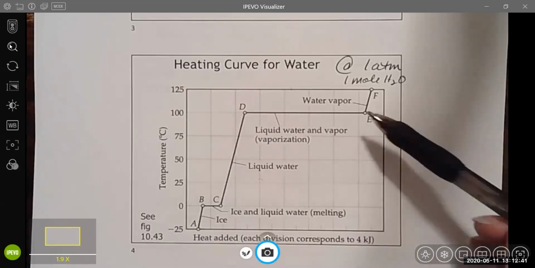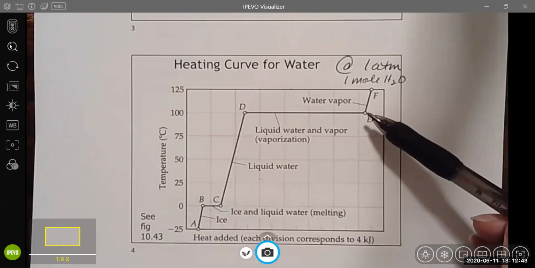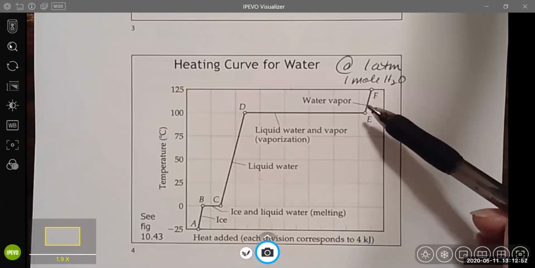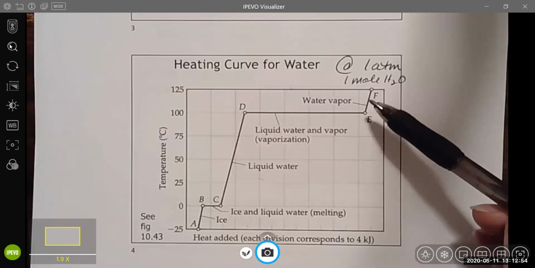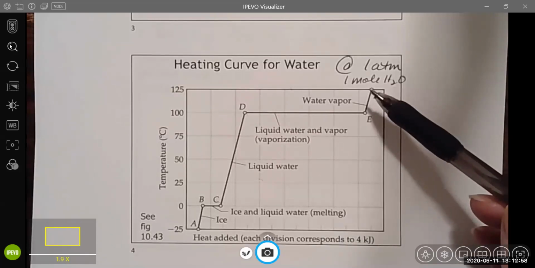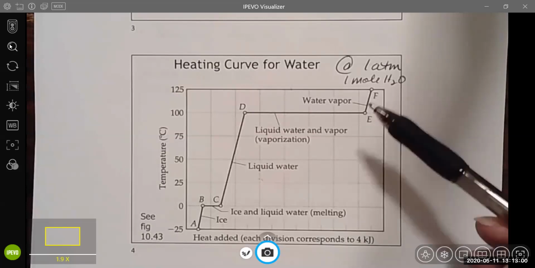Now, once we get to E, we've reached the point where all the water's in the vapor phase. It's hot. We'd probably call that steam at this point. And you can then keep heating the steam. This is like superheated steam, hot steam that's higher than 100 degrees. And we don't have to stop this at 125. That's just where this particular graph stopped, I should say.